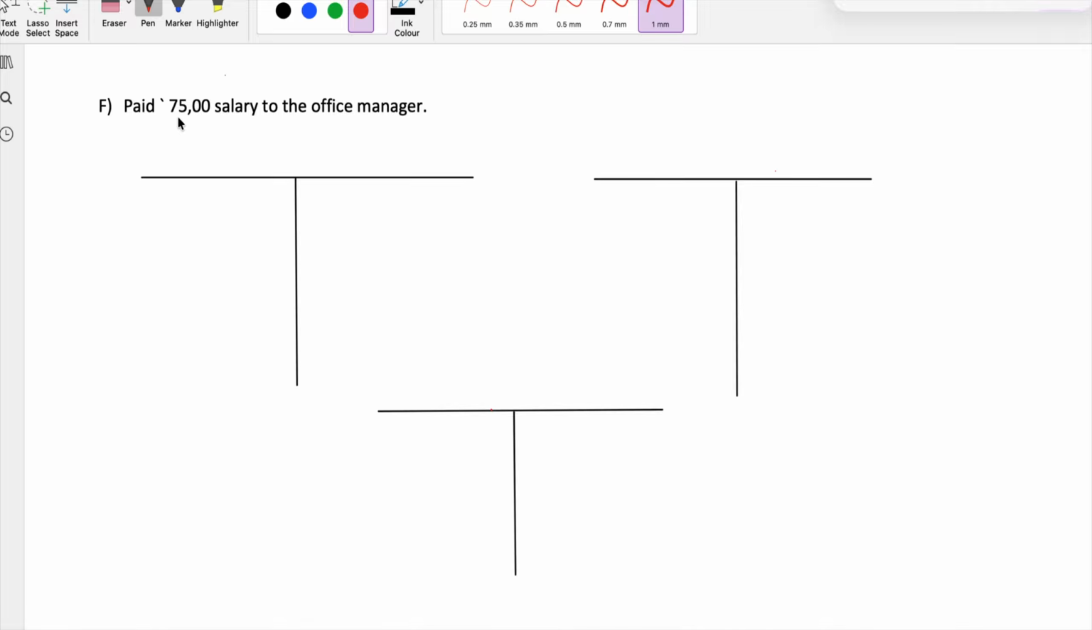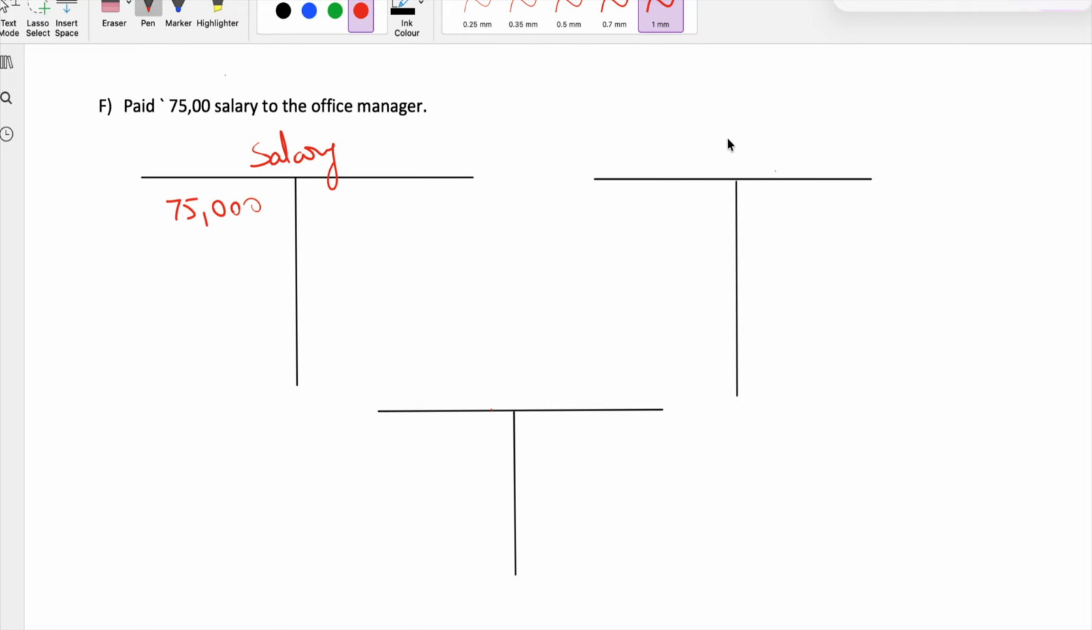F. Paid 75,000 salary to the office manager. So salary is an expense, right? So you have the salary account. So expense has to be debited.